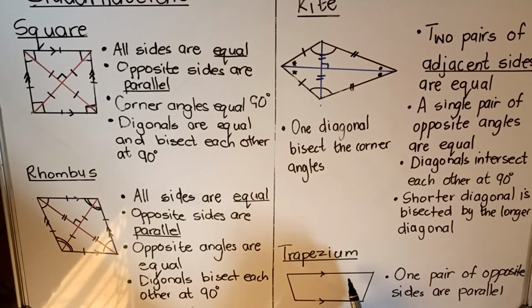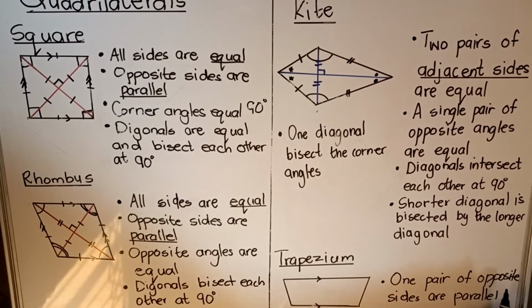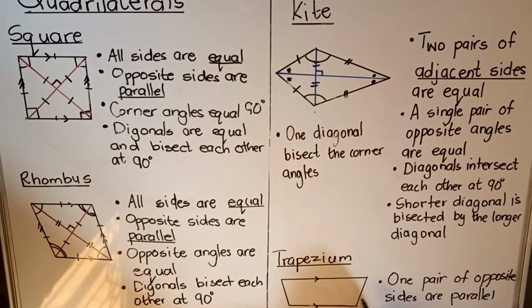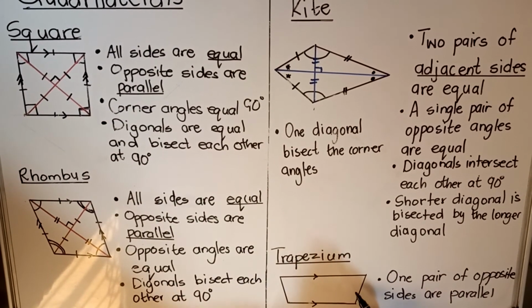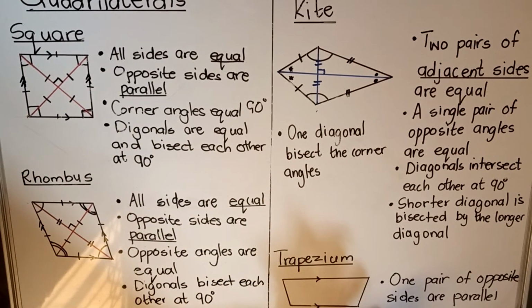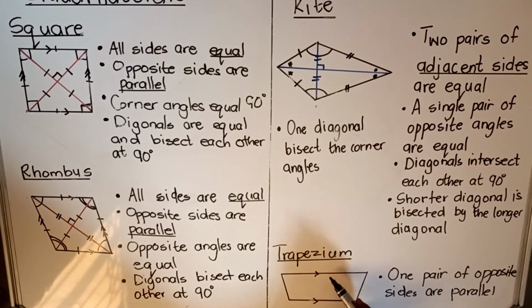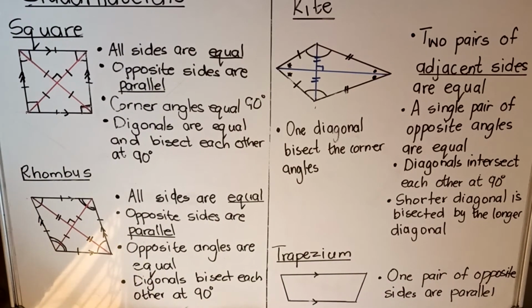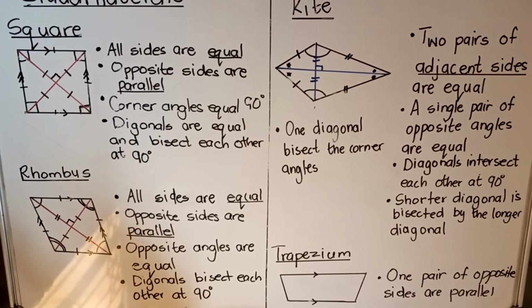The last one is the trapezium. Trapezium has one property. One pair of opposite sides are parallel. Now when you look at this, only this side is parallel to that one. These two are not parallel. No sides are equal. All of those properties are not there. It's only one pair of sides that are parallel. Then that's your trapezium. These properties for all these shapes, you really need to memorize them.